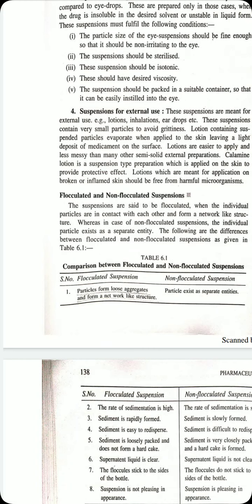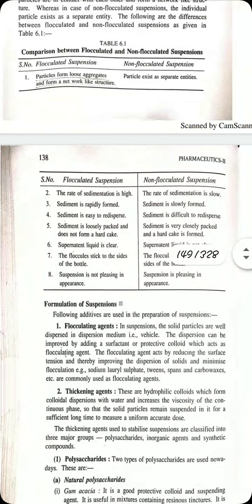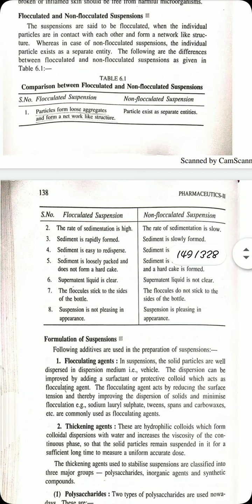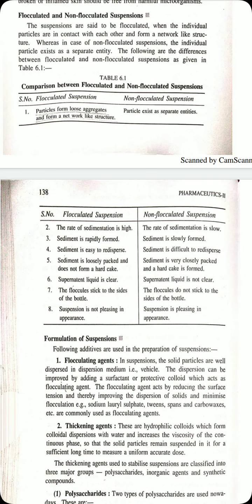Next, and an important point, is flocculated and deflocculated suspension. What is a flocculated suspension? When particles form a loose aggregate and form a network-like structure, it is called a flocculated suspension. And when the particles remain separated, it is a deflocculated suspension.